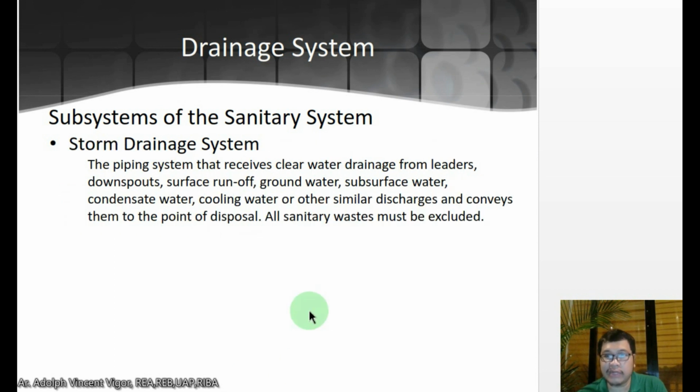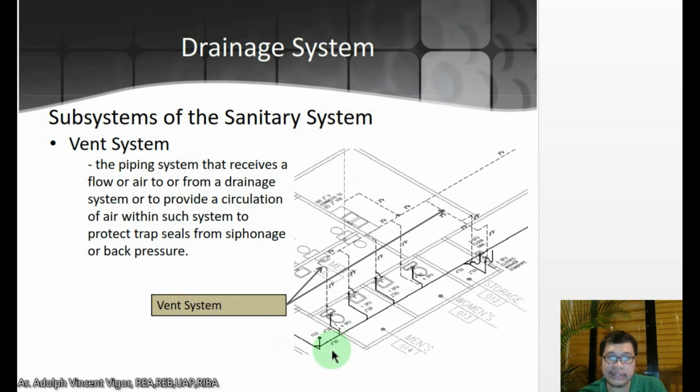Then you have the storm drainage system, which is the piping system that receives clear water drainage from leaders, downspouts, surface runoff, groundwater, subsurface water, condensate water, cooling water, or other similar discharges and conveys them to the point of disposal. So all sanitary wastes must be excluded. Then we have the vent system, which is the piping system that receives a flow of air to or from a drainage system or provides the circulation of air within such system to protect trap seals from siphonage or back pressure. The purpose of your vent system, class, simply is to protect the trap seals.